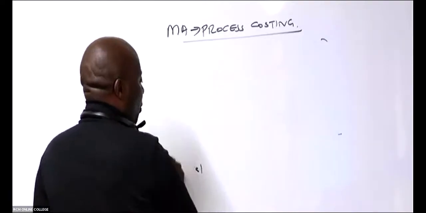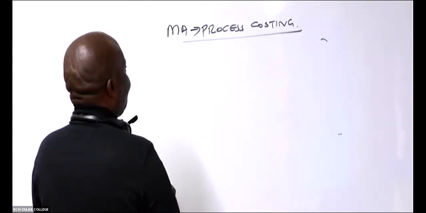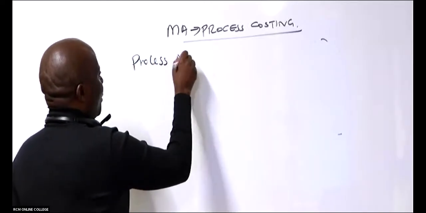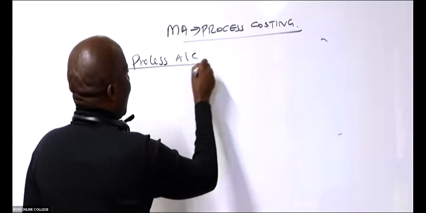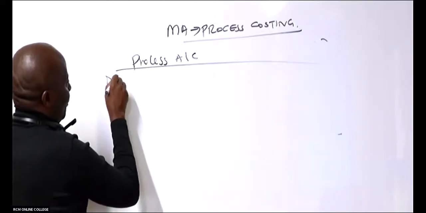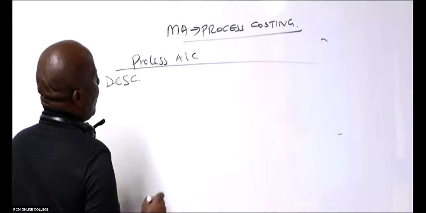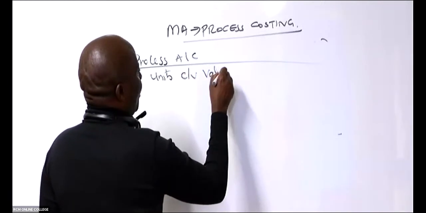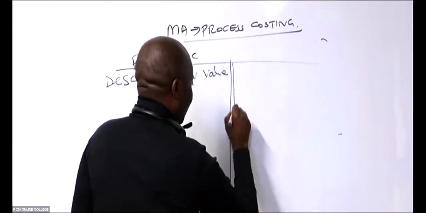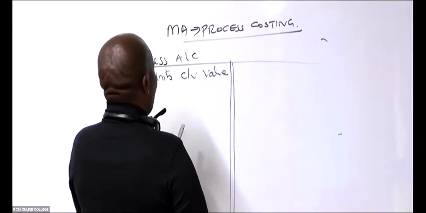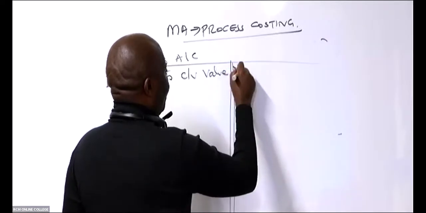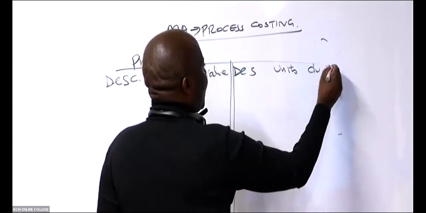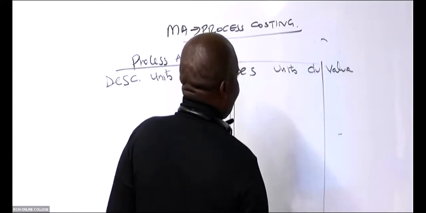And this is how our process account will look. We have the description, then units, cost per unit, and the value.